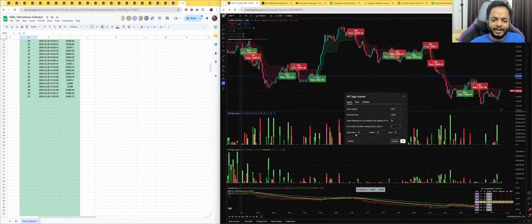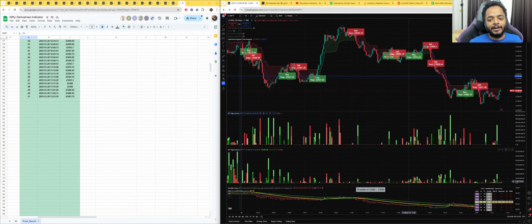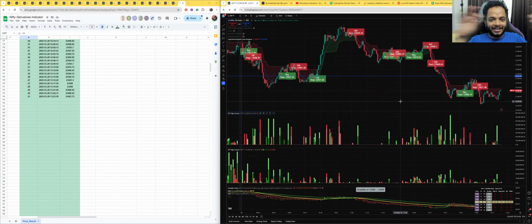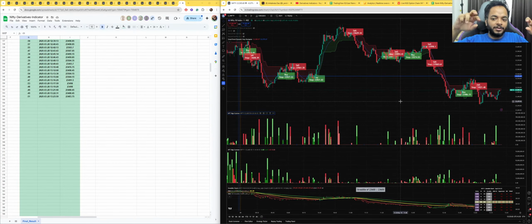Just put it there, and what does this mean? Minimum is 1 and maximum is 11. What this means is that 6 means ATM is 1. I have put 23,600, so as you can see it's analyzing the ATM 23,600, and that is 1, and the rest 5 are 5 out of the money calls and 5 in the money puts. So that is how it is coming, guys.